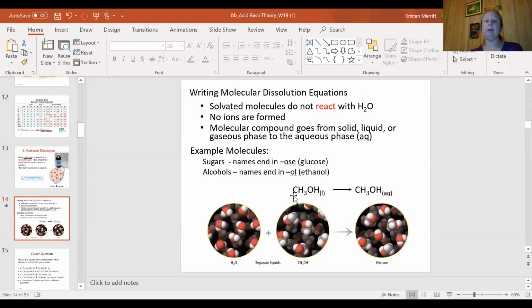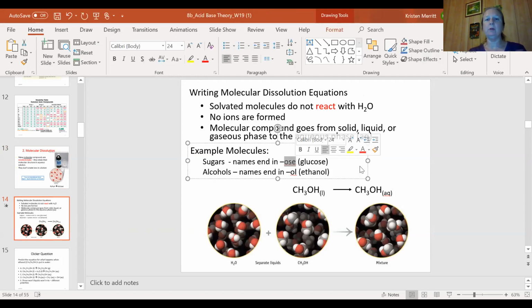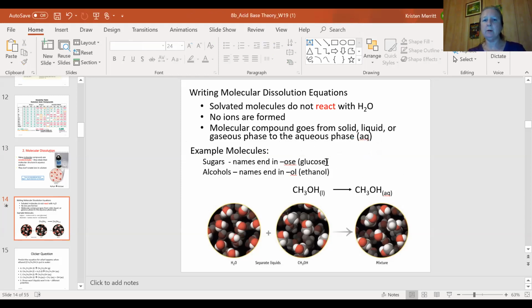So your most common examples that you're going to get, and so if you see either one of these in a question, you know the answer is molecular dissolution. Sugars, and sugars end in OSE. All sugars, glucose, sucrose, fructose, galactose, they all end in OSE. That's our naming for sugars. So if you see something that ends in OSE, you know it's a sugar. You know that sugar dissolves in water, but it does not dissociate. It's a non-electrolyte. It makes no ions, but it does dissolve. So you write it with the aqueous as the product.